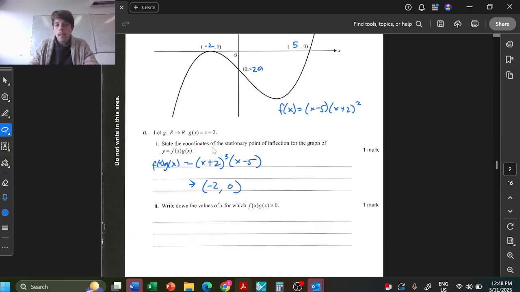We can get that by looking at the function. But if that's not satisfactory for you, we just need to remember that if we have a factor that is cubed, then that is going to be a stationary point of inflection. So that's the answer here.